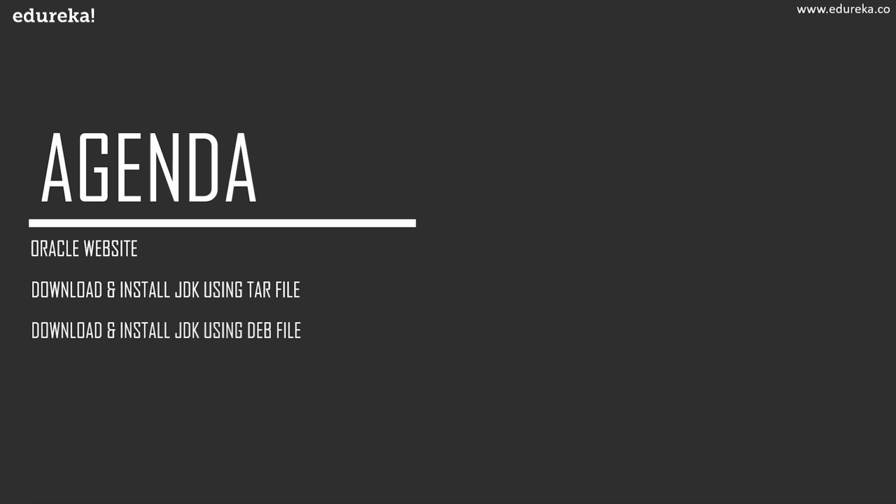We're going to start out by visiting the Oracle website, which is the first thing you need to do to install JDK on your Ubuntu OS. Then we have two methods, as I had mentioned before. We are going to download JDK using the tar.gz file followed by the deb file. I'm going to show you these two ways and then install them on your system. Then we are going to configure Java on your system and finally create the Java environment variables.